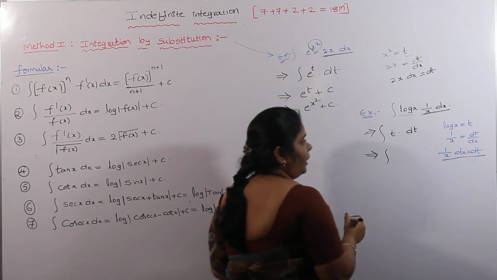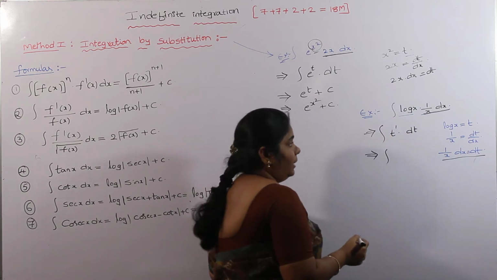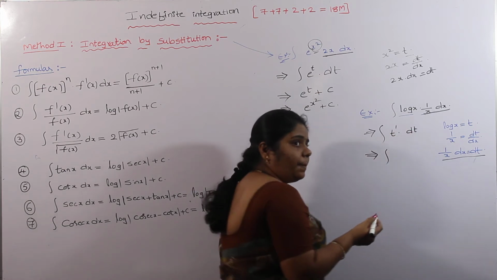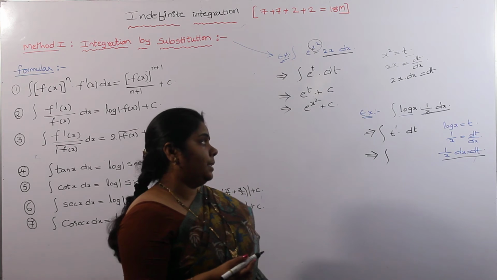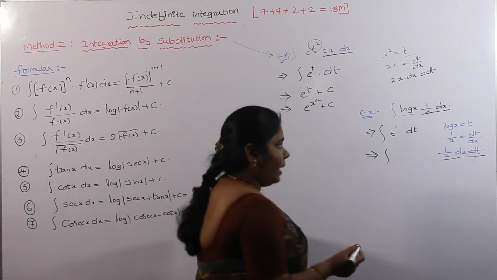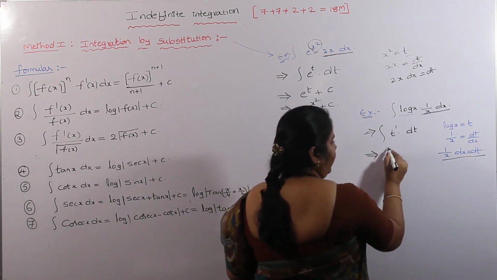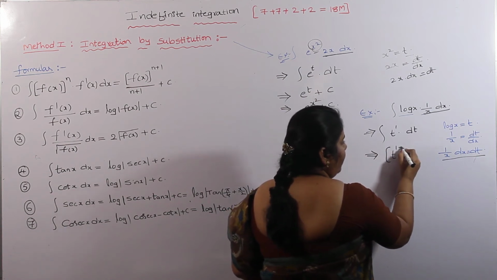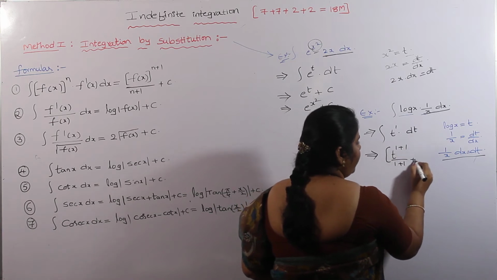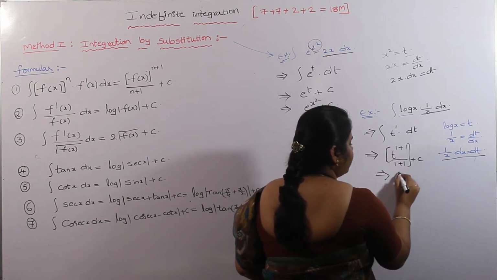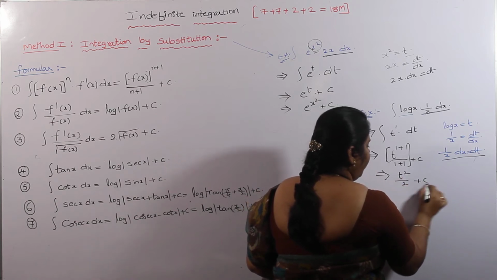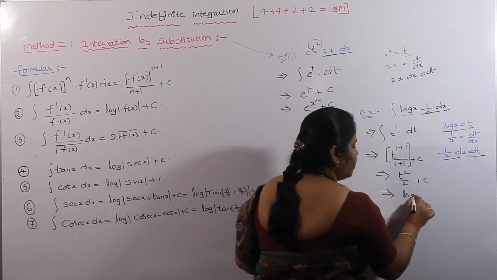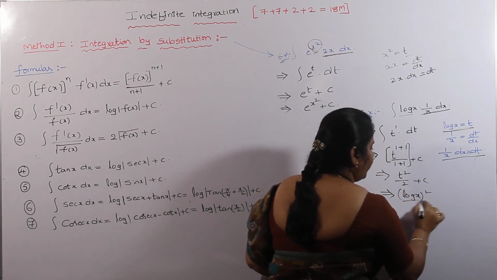Now this is in the form of integral of x power n. There is no power means here we take the power as 1. Integral of x power n is x power n plus 1 by n plus 1. Apply this formula here. That implies, no need of writing integration, t power 1 plus 1 by 1 plus 1 plus c. That implies t square by 2 plus c. But t is equal to what we take here? T equal to log x. Substitute in this problem. Log x whole square by 2 plus c.